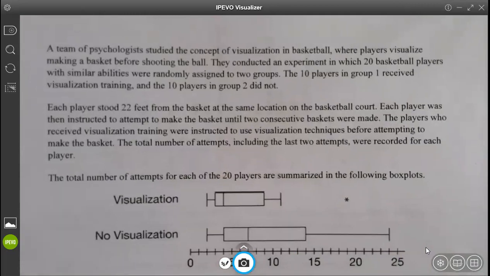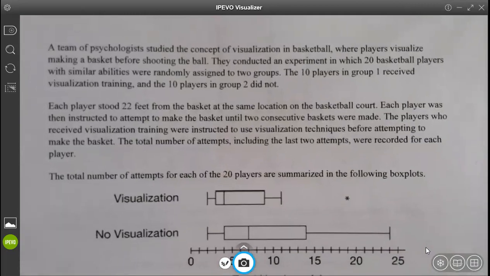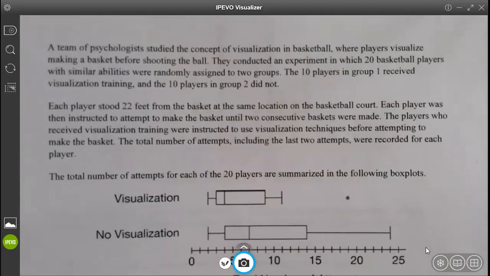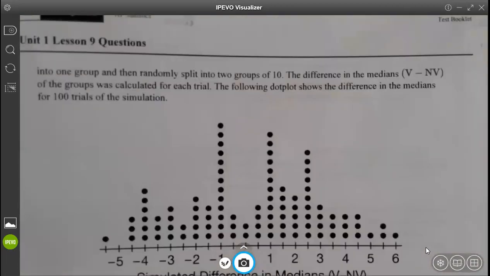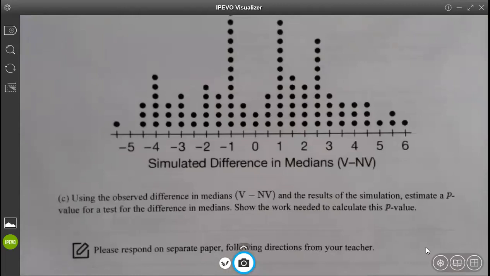All right. The psychologist conducted a simulation to test for a difference in medians rather than the means. For each trial of the simulation, the 20 values for the total number of attempts observed in the experiment were combined into one group and then randomly split into 2 groups of 10. The difference in the medians, V minus NV of the groups, was calculated for each trial. The following dot plot shows the difference in the medians for 100 trials with simulation. Using the observed difference in medians and the results of the simulation, estimate a p-value for the test of the difference in medians. Show the work needed to calculate this p-value.